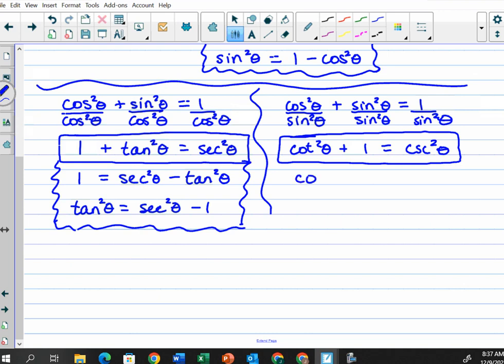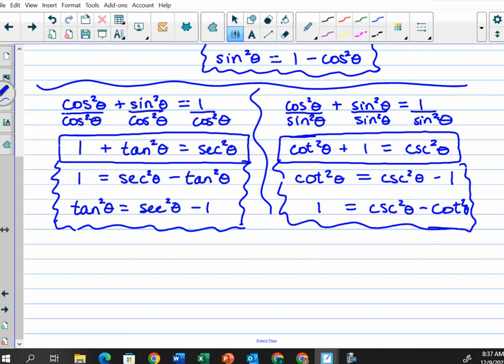All right, and again, solve for each thing here. What would cotangent squared be equal to? Okay. Now we can use these. I guess we take a quick recess. Take a breath.